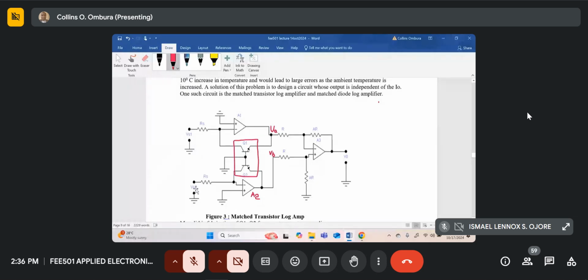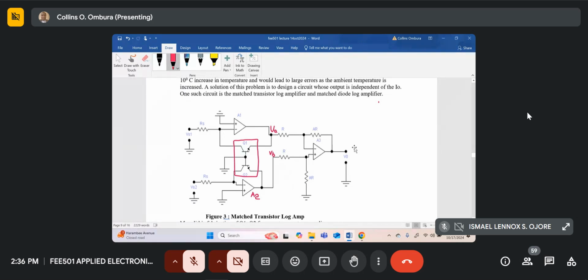Remember, this will work for VS1 positive with respect to the ground, and VS2 positive with respect to the ground. But when we want to compute the log, as we shall see later on, one of them, let's say VS2, we can connect just to a variable DC to vary what is known as the compression ratio, how much we want to compress the signal.